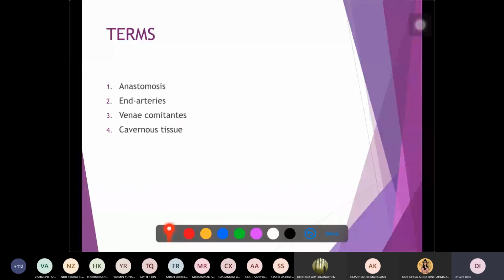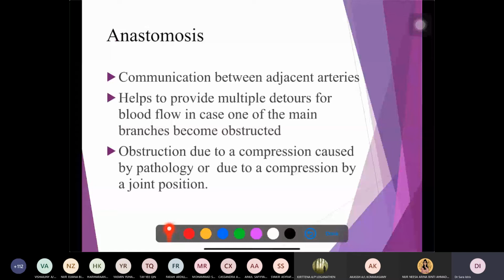All right. And now we have to talk about the terms that you usually find when you're talking about your cardiovascular system. So you have anastomosis, end artery, venae comitantes, and cavernous tissue. These are the terms that you have to know. So what is anastomosis? Anastomosis is the communication between adjacent arteries. When you have an anastomosis, it helps to provide multiple detours for blood flow in case the main branches become obstructed.